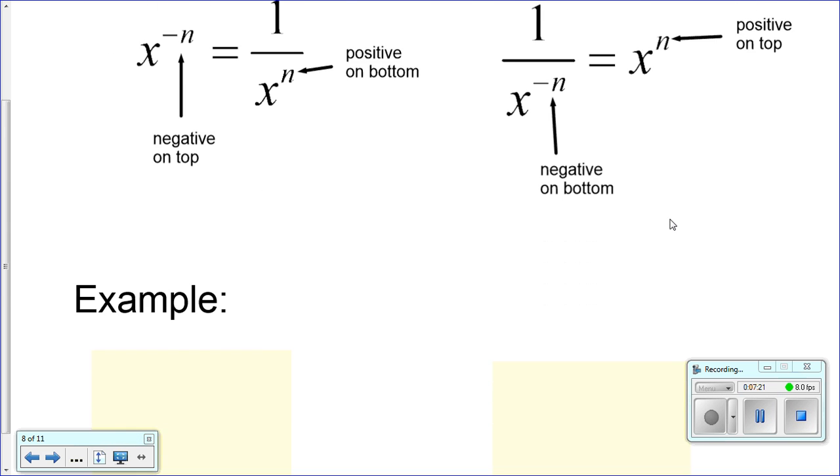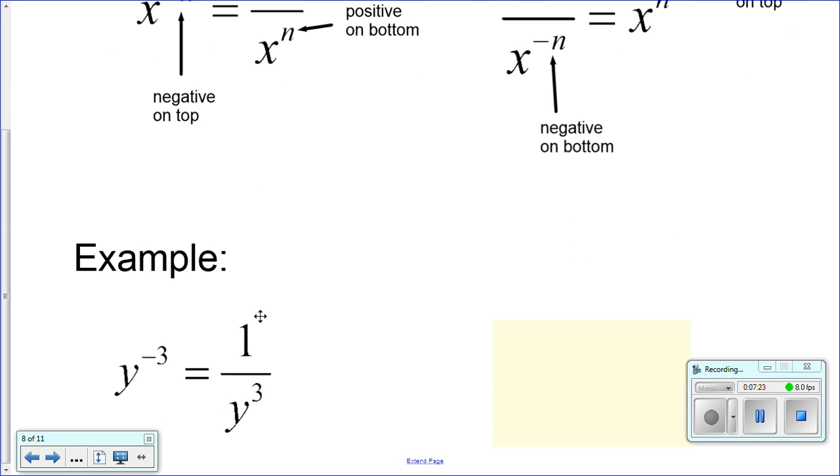Here's an example. We have y to the negative third, which really means 1 over y to the third. The negative exponent is going to make it a much smaller number, and to make it smaller, we use fractions. There's another one: 3 over t to the negative 2. Since it has a 3 here, I would bring this t up to the top with the 3. So it becomes 3t squared.